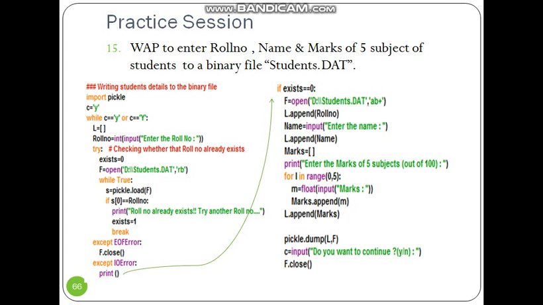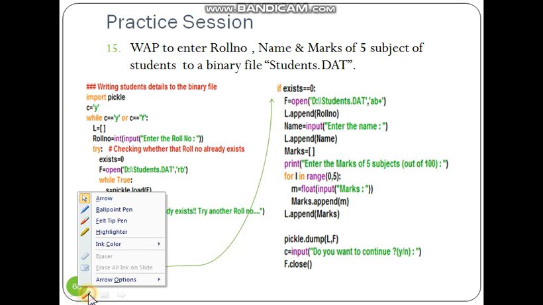So here we are checking whether that roll number exists in the file. If it does, it is not allowed to enter that roll number again. If it is not there, it is allowed to add that roll number to the file. So we are importing the pickle module.